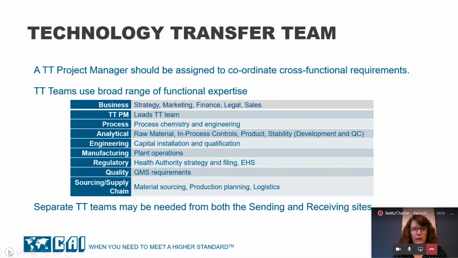Regulatory is a key piece because they set the strategy, and that strategy needs to be known and should not change very much throughout the technology transfer. Quality is an integral part across all these functional areas, approving documents, establishing the QMS, and knowing that everything's being done from a compliance standpoint. And finally, sourcing and supply chain are important for production planning, logistics, and material sourcing to identify long lead items and plant windows that are needed for the transfer. And as I mentioned before, you may need separate teams that are cross-functional at both the sending and receiving sites.